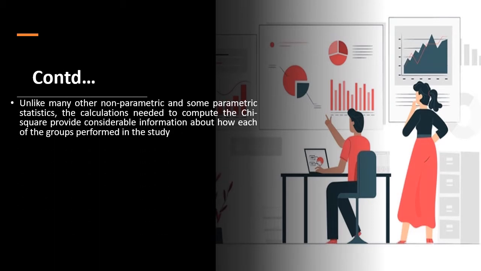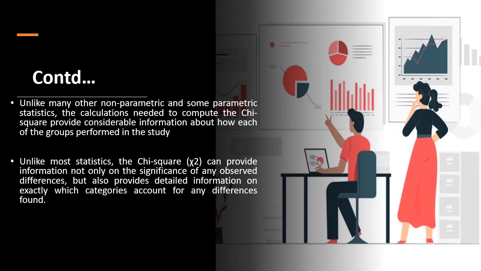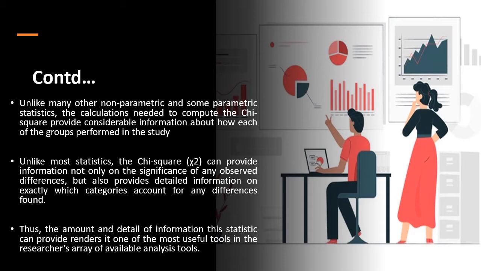Now, unlike many other non-parametric and some parametric statistics, the calculation needed to compute the chi-square provides considerable information about how each of the groups is performing in the study. Unlike most statistics, the chi-square can provide information not only on the significance of any observed differences, but also detailed information on exactly which categories account for the differences that are found. Thus, the amount and detail of information this statistic can provide renders it one of the most useful tools in the researcher's array of available analysis tools.